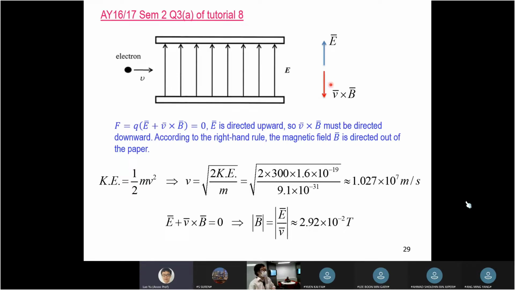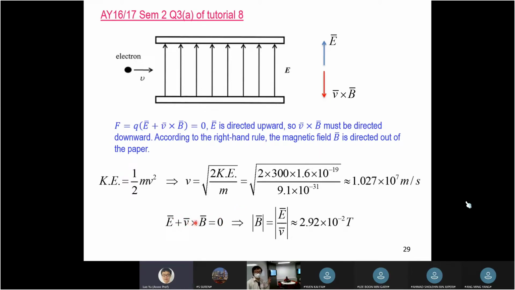My index finger is still V. It should point to the right, so that my middle finger in this case should point out of the page. This is the right way for us to apply our right hand. Thumb points to the bottom, index finger points to the right, middle finger points out of the page. According to our right hand, my magnetic field should be directly perpendicular, out of the page. Then this is always okay.